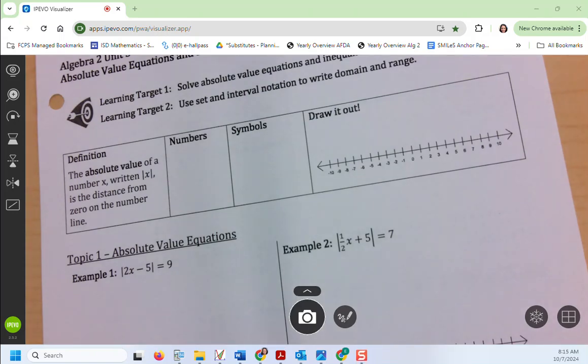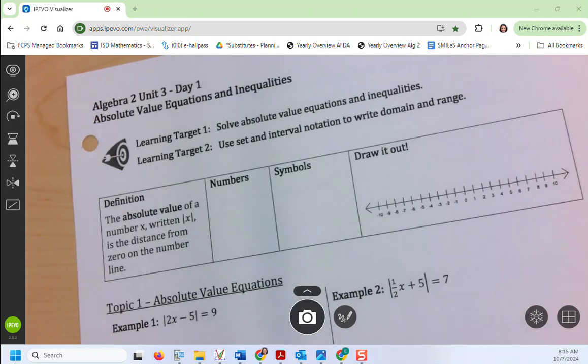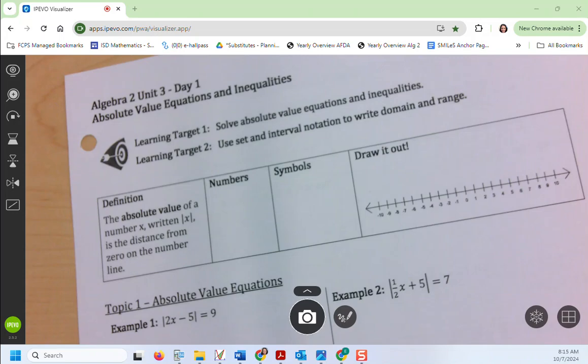In our new unit we're going to be talking about absolute value. Absolute value is a type of equation where you can get more than one solution.